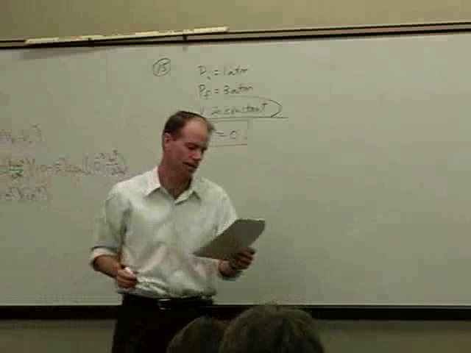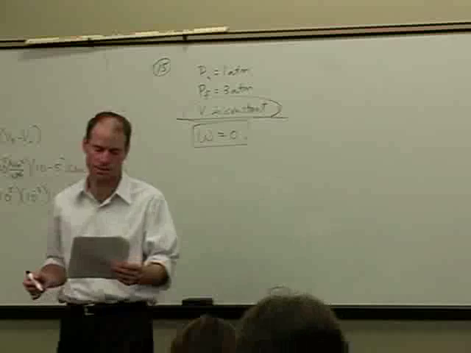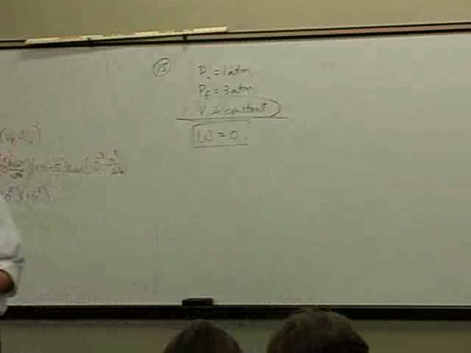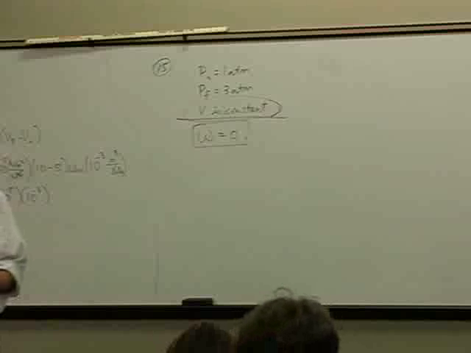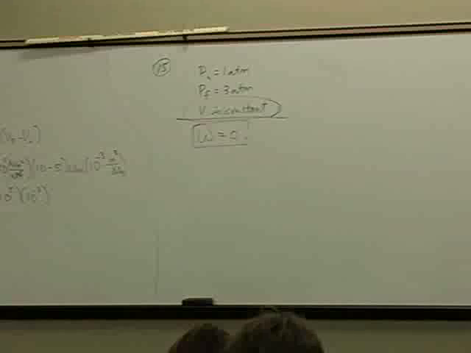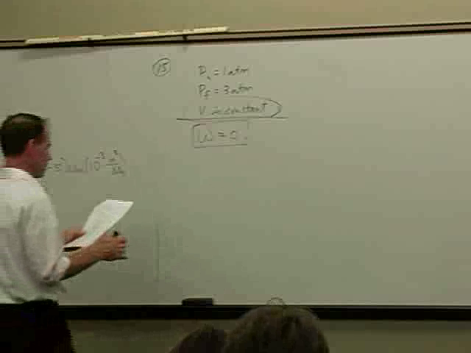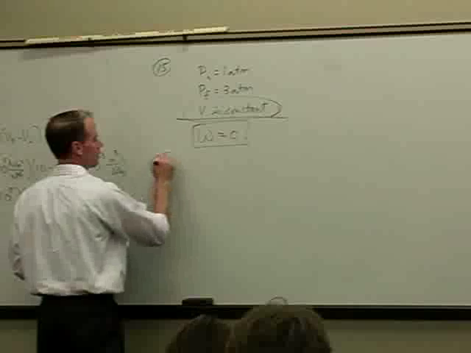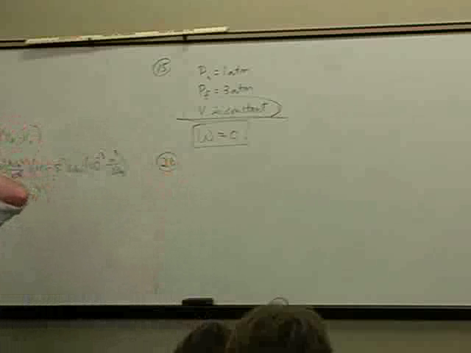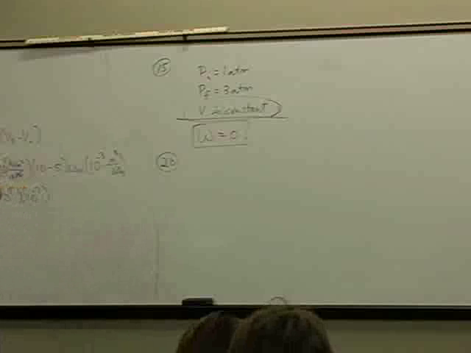Take a look at number 20. Determine the work done by 5 moles of an ideal gas that's kept at 100 degrees Celsius in an expansion from 1 liter to 5 liters.